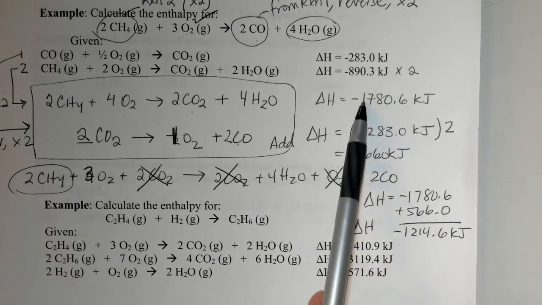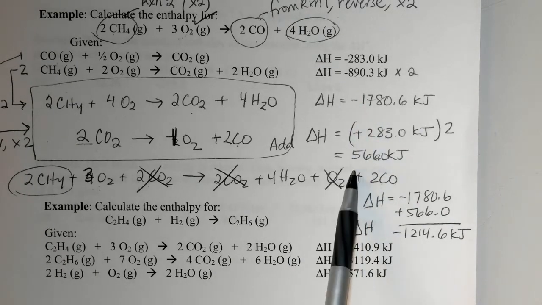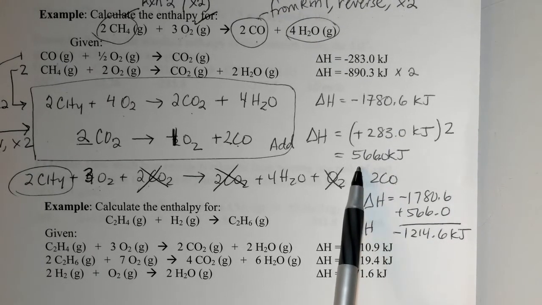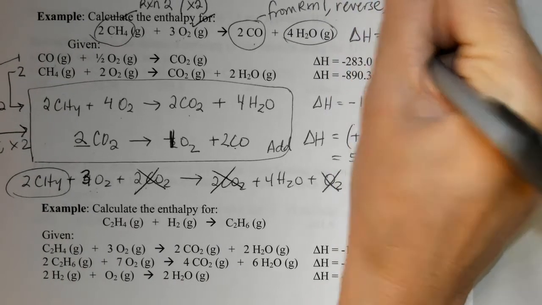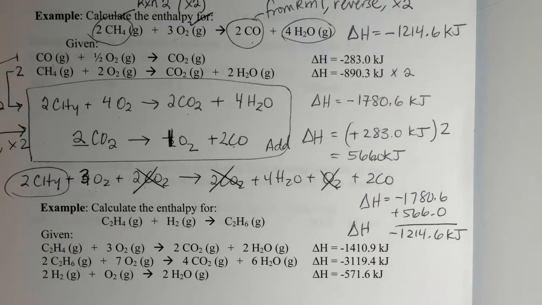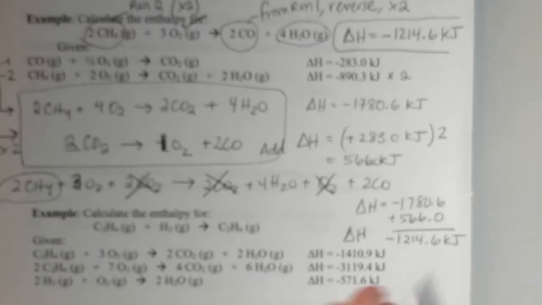And I just took these 2 adjusted delta H values and added those together. So negative 1780.6, and then added to a positive 566.0, I get a delta H here of a negative 1214.6 kilojoules. All right, so that would be my delta H for that new reaction.